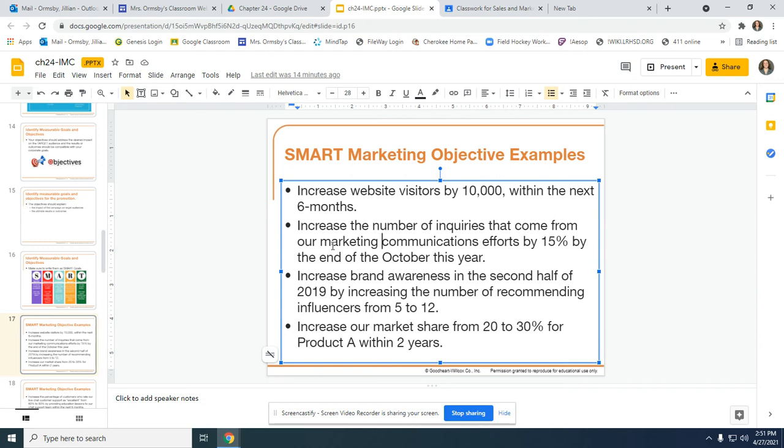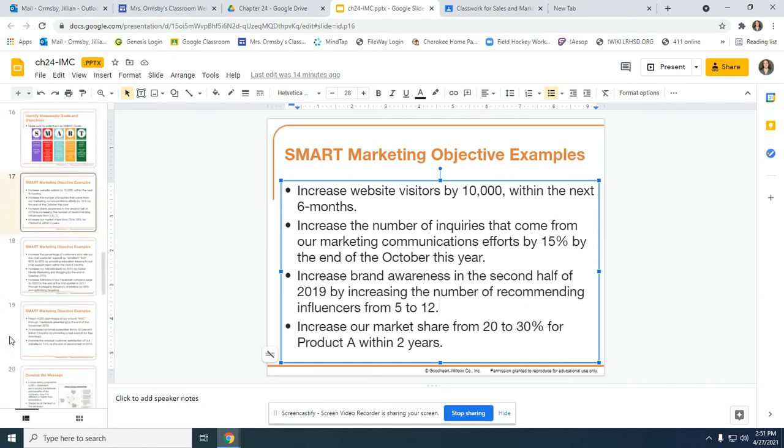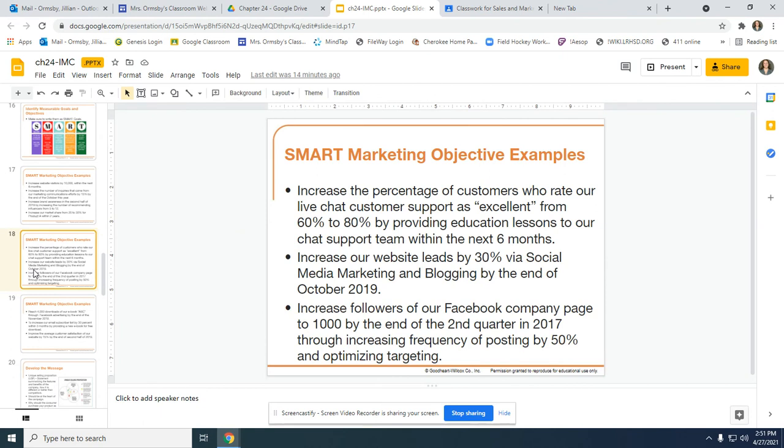Maybe one of your goals is to increase the number of inquiries that come from your marketing communication. So you don't just say that, you say that, but then by 15% by the end of October this year. Increase brand awareness in the second half of 2019 by increasing the number of recommended influencers from 5 to 12. You want to increase the market share from 20 to 30% for product A within 2 years. And there are tons of different goals and objectives that you might have for your campaign.